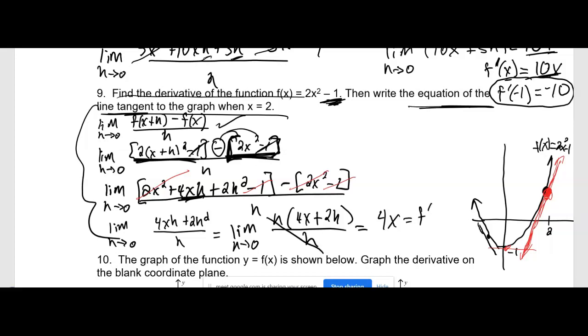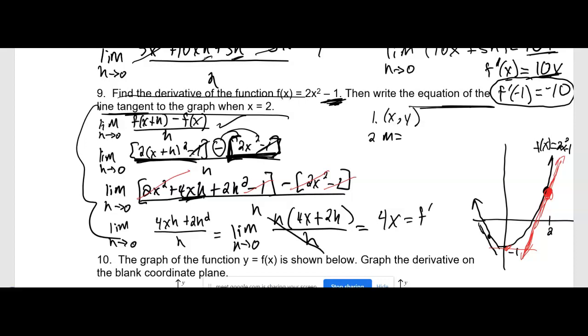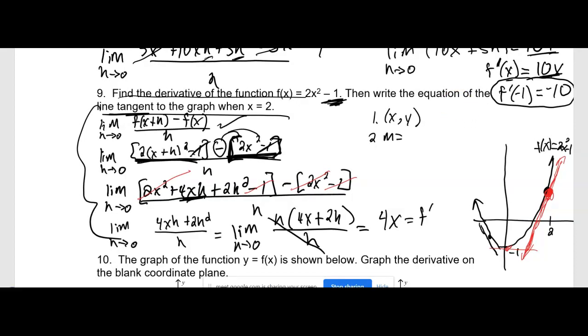Done a ton of this in your life. The two things we need to know to write the equation of a line is a point and our slope. We are writing the equation of that red line. So the point, we know the x-coordinate is 2. I'm telling you that. Do it at the x-coordinate of 2 here. So our x-coordinate is 2. Get your y-coordinate real quick.